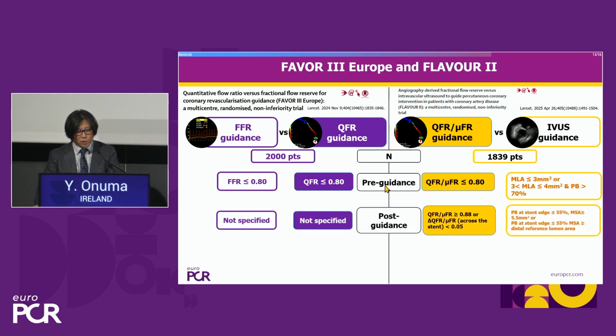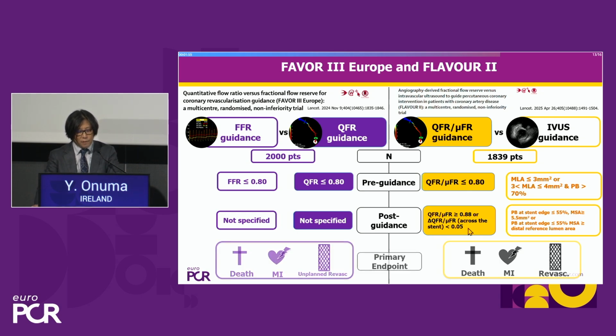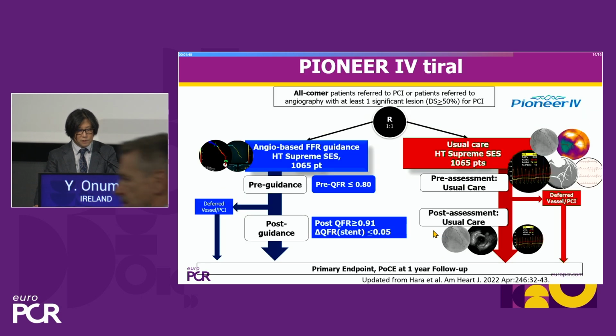However, if you look at the post-guidance, there was no specific guidance for the FAVOR 3 Europe, whereas there's quite a clear guidance criteria in the FLAVOR 2. And maybe that contributes to the difference in these two trials. The primary endpoint is more or less the same between these two trials. So I think one of the key differentiating factors is the post-procedure guidance for the QFR, mu QFR guidance.